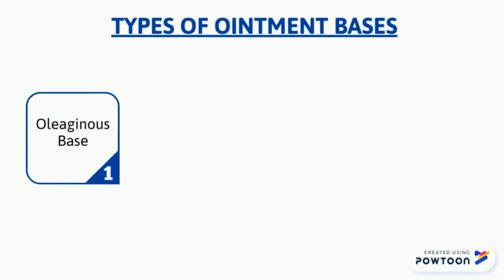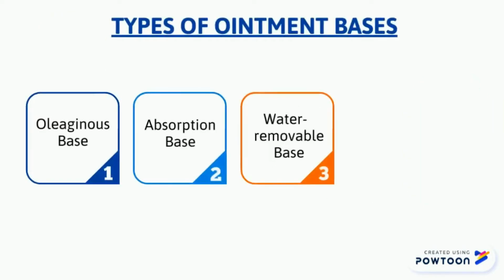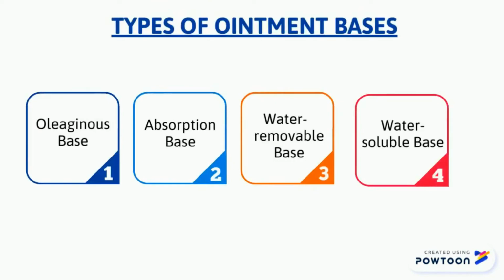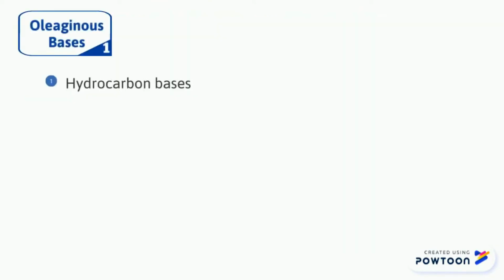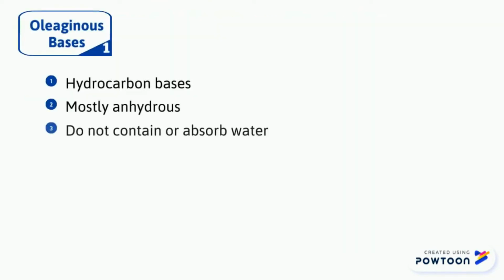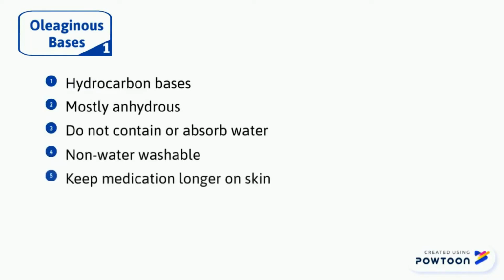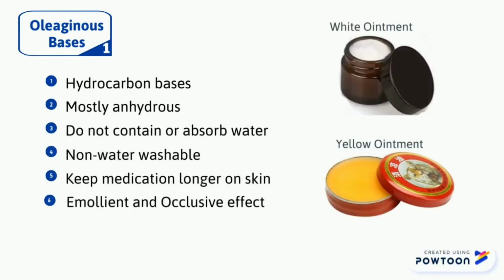There are 4 types of ointment bases. Oleaginous bases are known as hydrocarbon bases. They are mostly anhydrous, do not contain or absorb water, are non-water washable, keep medication longer on the skin, and have an emollient and occlusive effect.